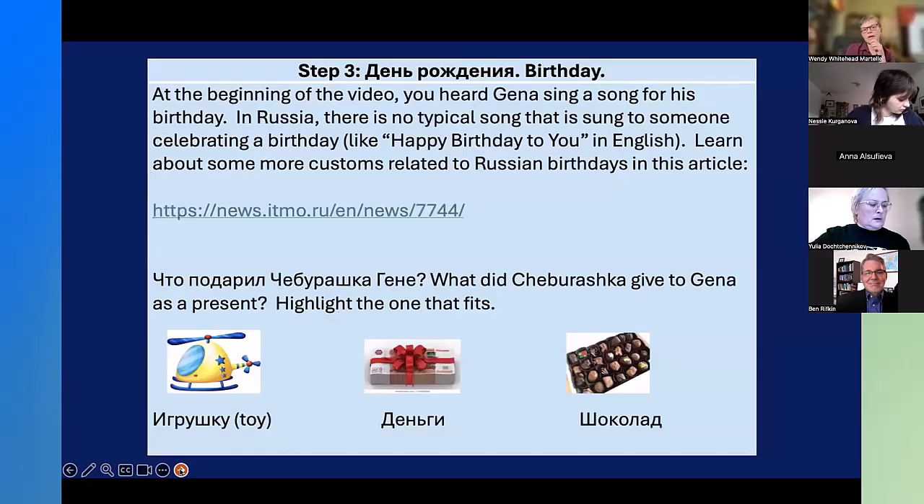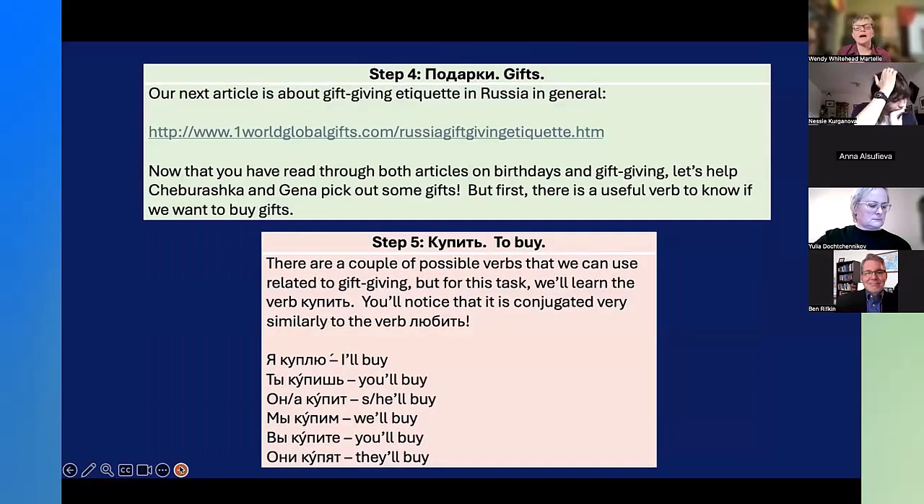And then moving to step 3, we learn about birthdays. I had them read an article in English about customs relating to Russian birthdays, and then asked them what did Cheburashka give Gienna, and had them highlight which gift Gienna got for his birthday from Cheburashka. And then moving to gift giving etiquette in general. So we went from the specific birthday context to gift giving in general.